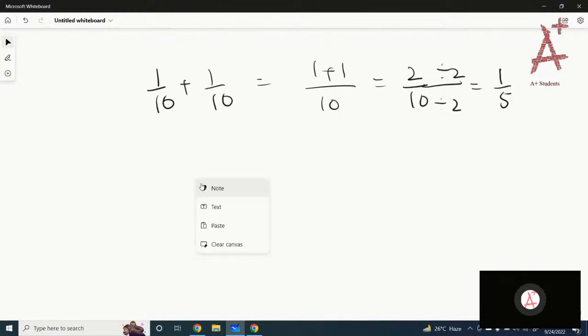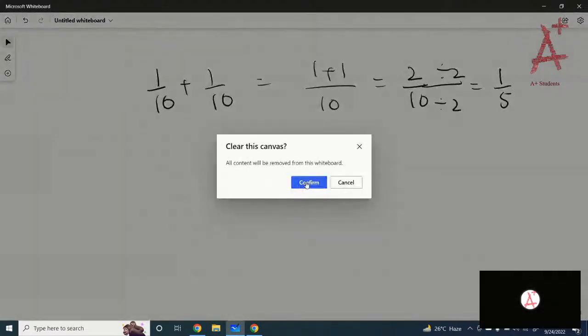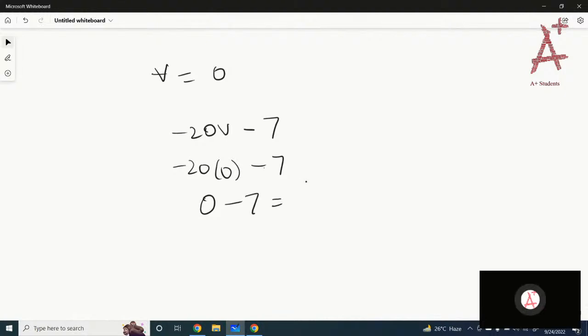Okay, the next one is: evaluate the expression for v equals 0, and the expression is negative 20v minus 7. So just plug in the value. So it would be negative 20 times 0 minus 7. Any number multiplied by 0 makes it 0, and 0 minus 7 is negative 7. So select the correct option and click on the OK button.